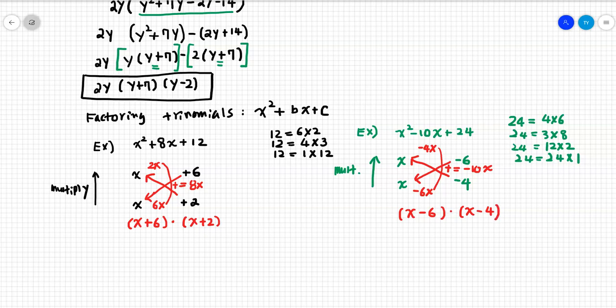So this is why I'm telling you that you're going to have to take care of the sign in the middle. So when you choose the possible combinations, make sure that when you cross multiply, you end up with the same sign and the same quantity there.